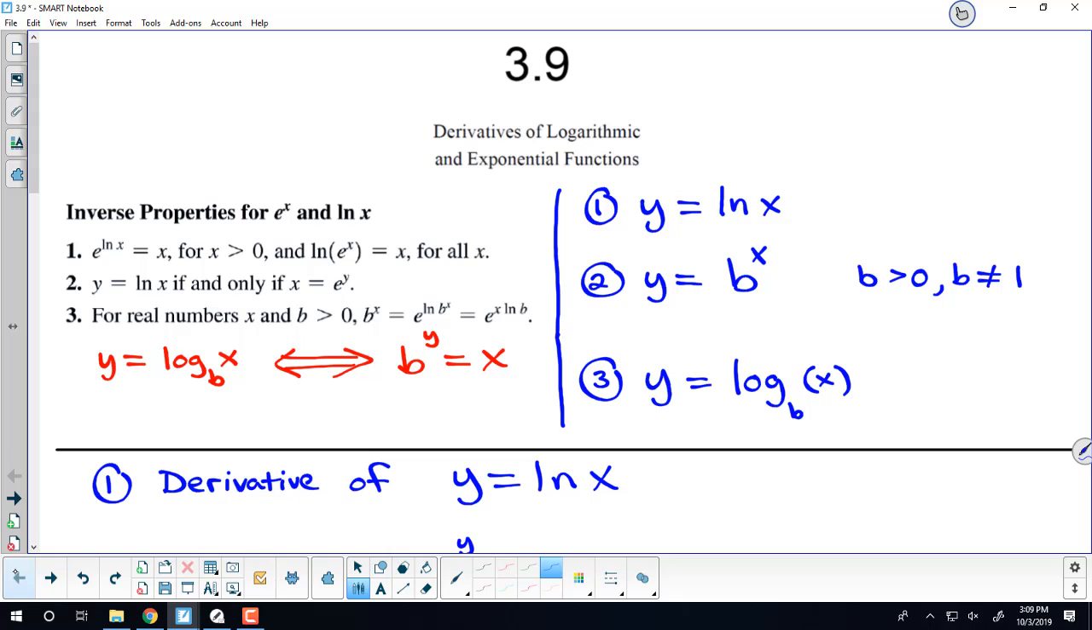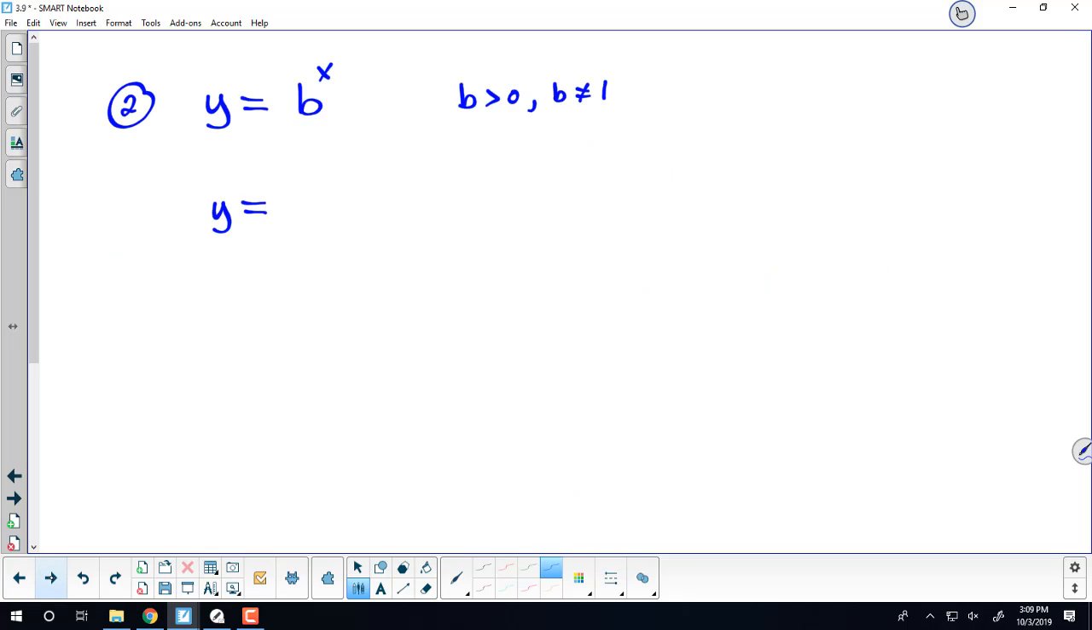Yeah, property number 3. It says for real numbers x and b larger than 0, b to the x is the same thing as e to the ln of b to the x. Just utilizing properties of inverses, e to the ln of anything is just that thing, because they're inverses of each other. So that's the property we're going to use. We're going to rewrite b to the x as e to the natural log of b to the x.